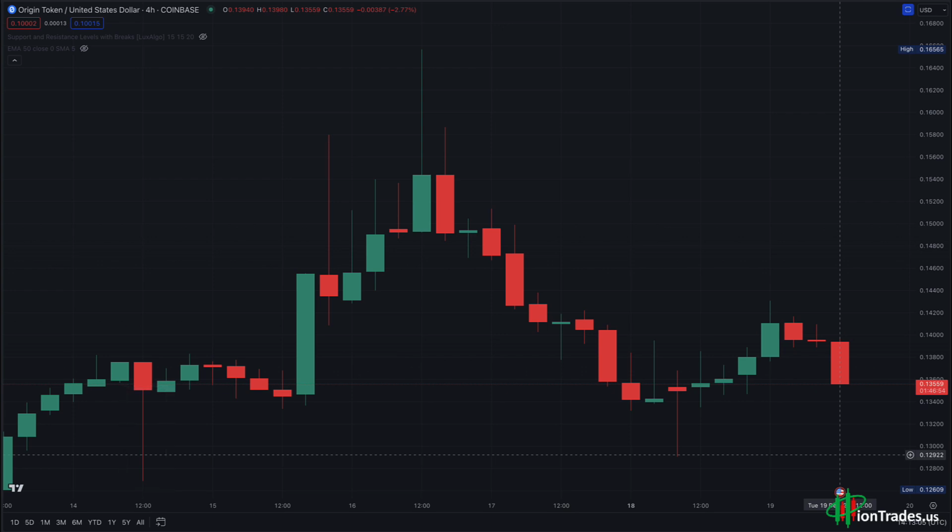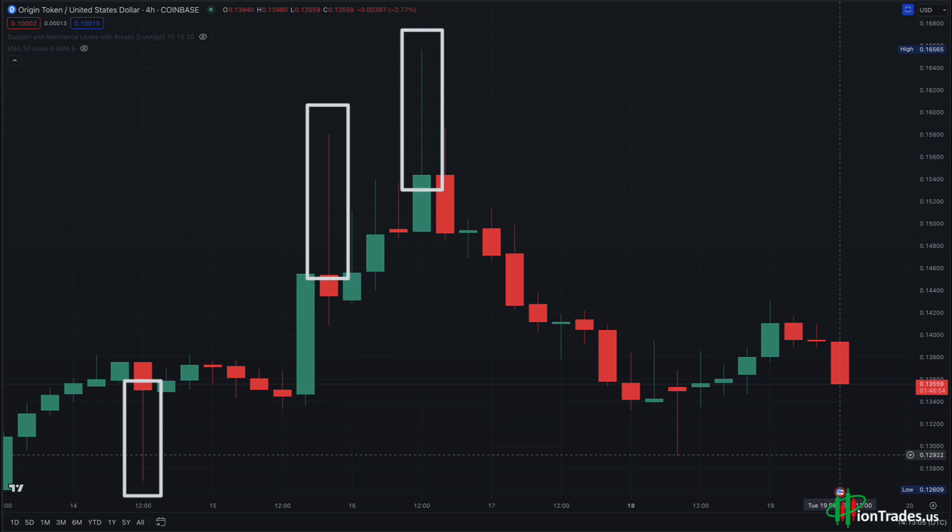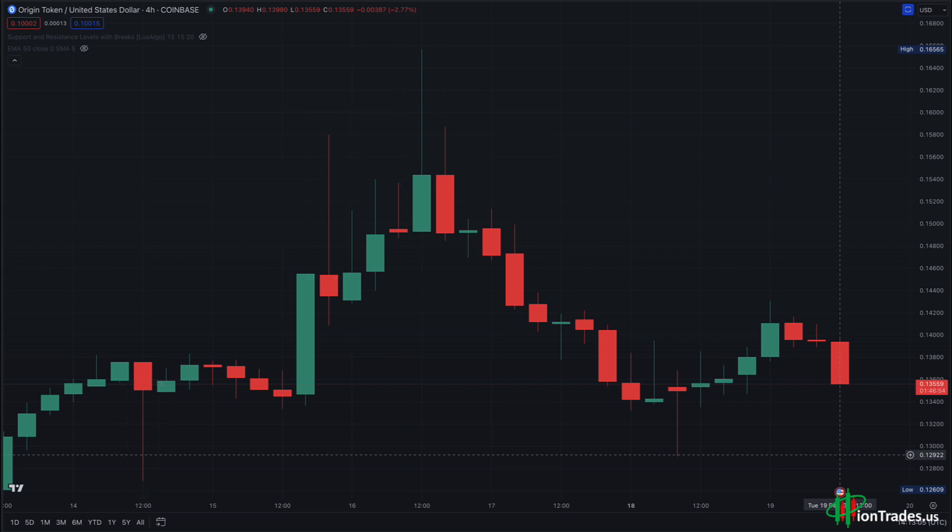The length of the wicks is crucial for interpretation. Long wicks suggest significant price volatility and indecision between buyers and sellers. Shorter wicks, on the other hand, indicate more decisive moves in one direction. And no wick means unidirectional dominance.